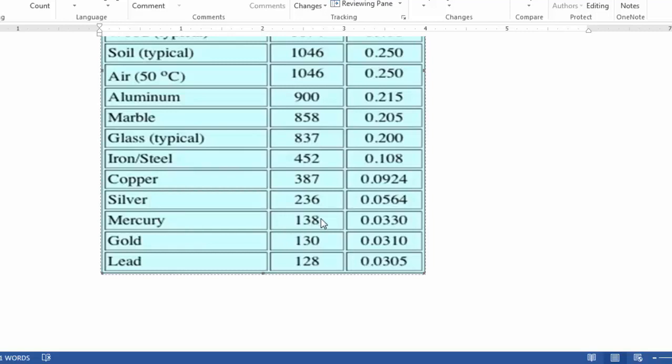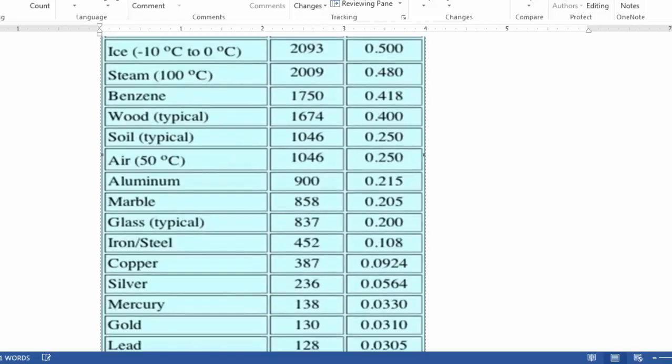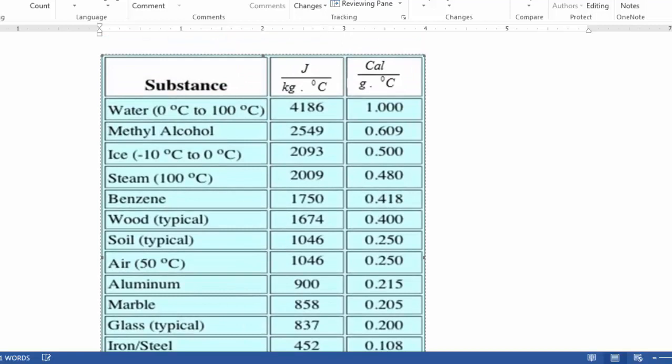And that's why it used to be used in thermometers, because its temperature is very responsive to heat exchange. And there are many implications to the high specific heat of water. That's why water is mainly used as a coolant.